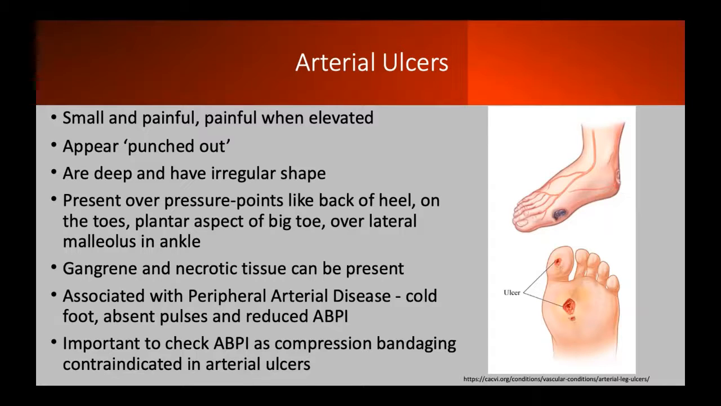You can get gangrene and necrotic tissue can be present, and it's important to check ABPI because you cannot use compression bandaging in arterial ulcers because it's associated with arterial disease. You get it mostly because of peripheral arterial disease, so you don't want to compress the blood flow anymore. So you can get cold feet, absent pulses, reduced ABPI from the peripheral arterial disease as signs with arterial ulcers.